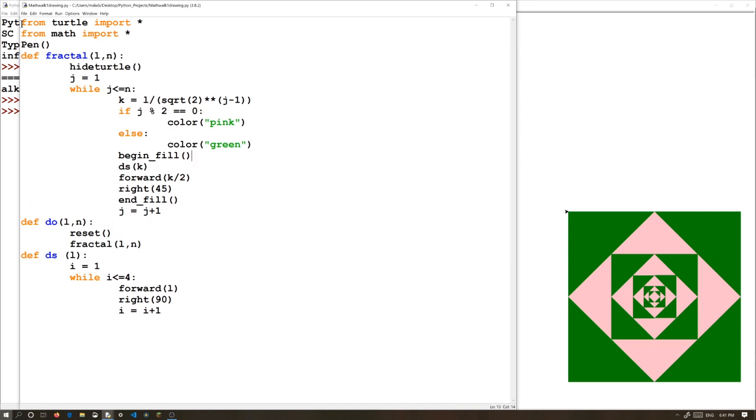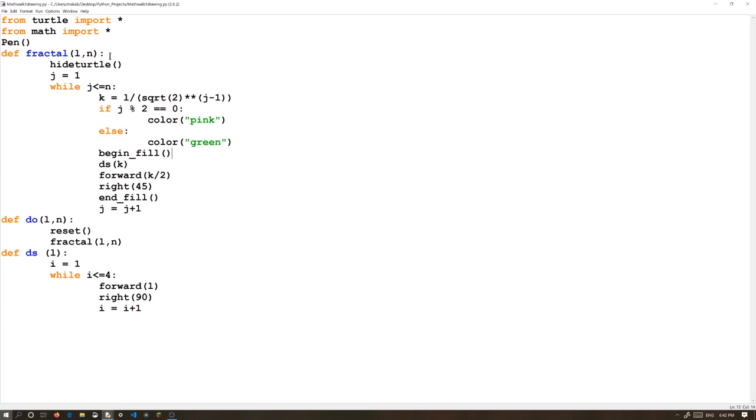Pen, which just opens the display screen, def fractal l, n. What that does is it makes a fractal function with the arguments l and n, and then I do the hide turtle function. Whenever you see that little weird cursor thing, hide turtle hides it. The reason I did that was because when it went to the n, when it was really small, that cursor really took up most of it and you wouldn't be able to see the big picture.